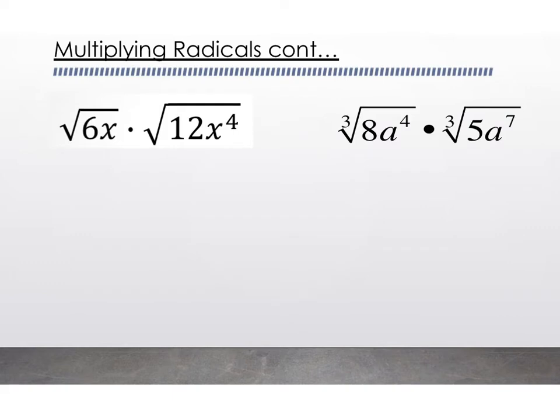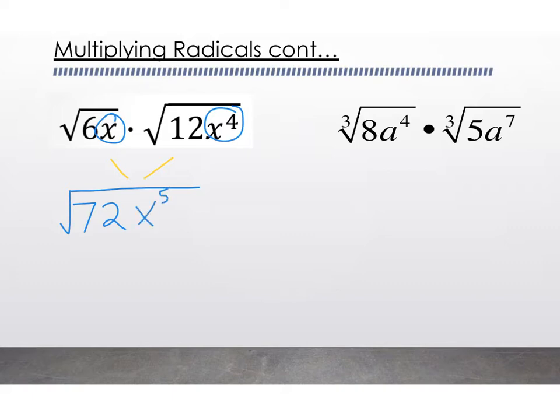Well, what if there are variables? Same process. You still want to check to see if it's the same index. In both cases, they're the same. Now when you're multiplying together, you're going to be using those properties of exponents that we learned in the previous unit to attend to the variables underneath the radical symbol itself. So combining these, since they are the same square root, 6 times 12 ends up being 72. And then if I take x times x to the 4th, using properties of exponents, when we're multiplying, remember we're adding the exponents here. So it ends up being x to the 5th.